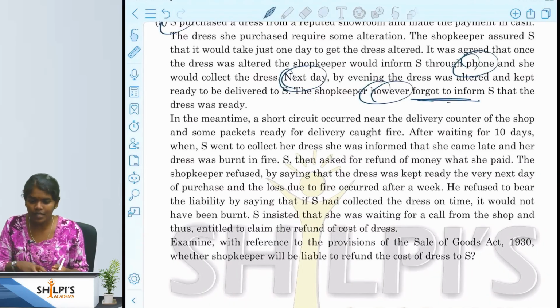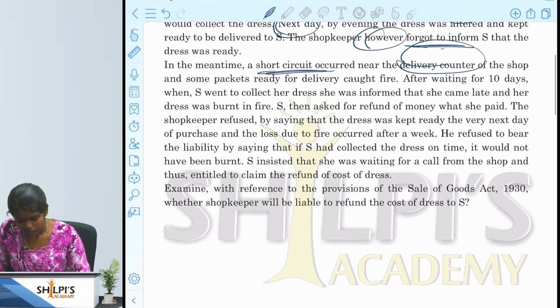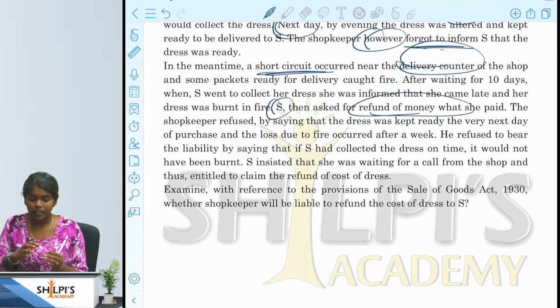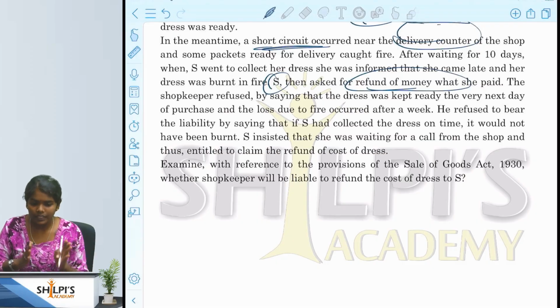And in this gap, what is happening, in the delivery counter a fire accident happened, so some of the packed dresses got destroyed. And after 10 days she came and inquired about that dress, and S is asking for the refund. You didn't give me the dress, so you have to refund, like that S is demanding. But what the shopkeeper is telling is, you forgot to collect that particular dress. If you had collected it, it would not have been lost, so I will not make any refund. So in this case, as per Sale of Goods Act, we have to give a provision.